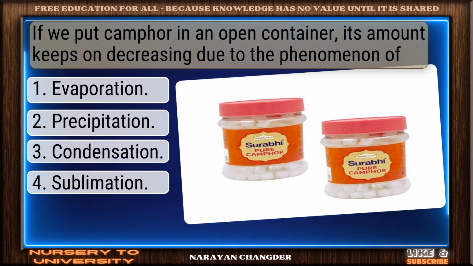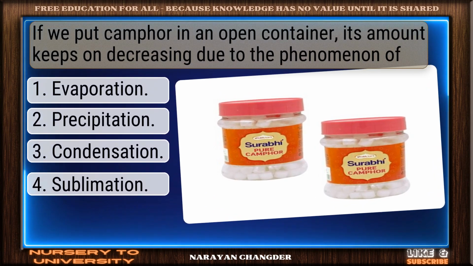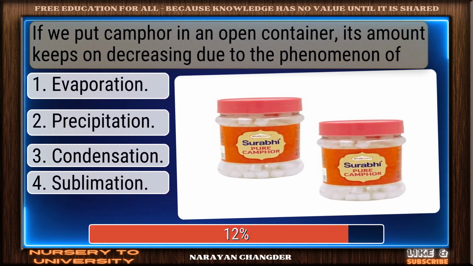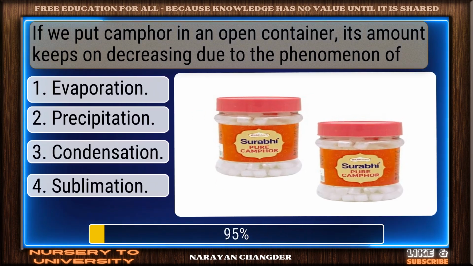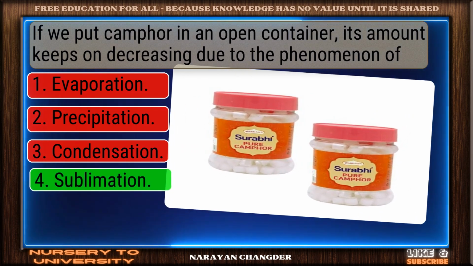Question number 49. If we put camphor in an open container, its amount keeps on decreasing due to the phenomenon of. You got it. Your choice sublimation is right.